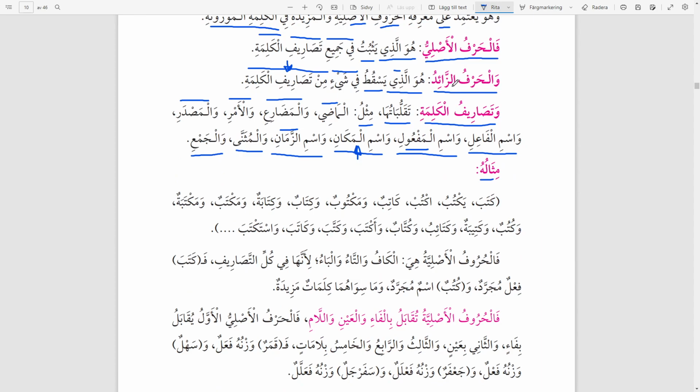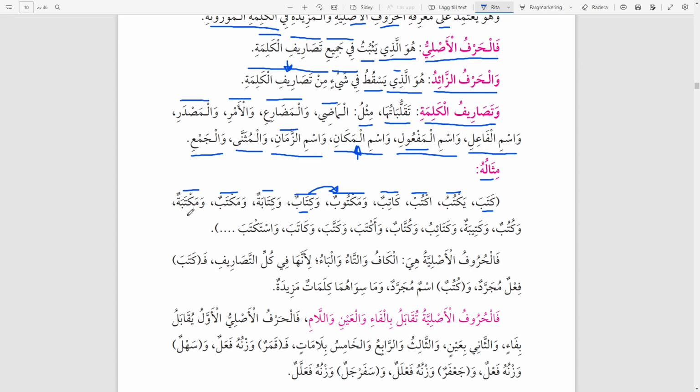مثاله, so examples of this is كتب, he wrote, يكتب, he is writing, اكتب, write, imperative, order. كاتب, a writer. مكتوب, something written. كتاب, meaning basically more or less the same, but it means book. كتابة, writing. مكتب, place of writing, or also, more specifically, desk.